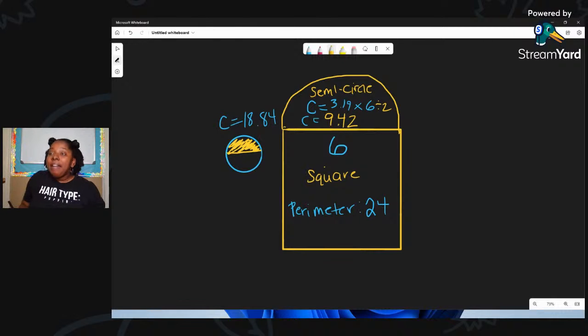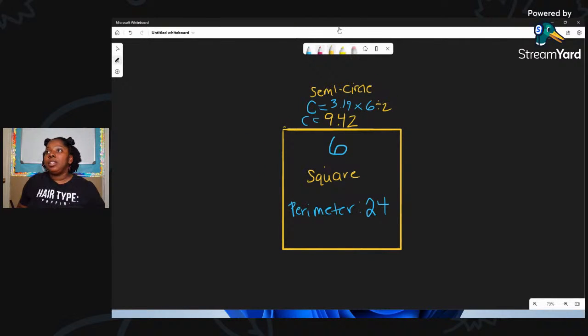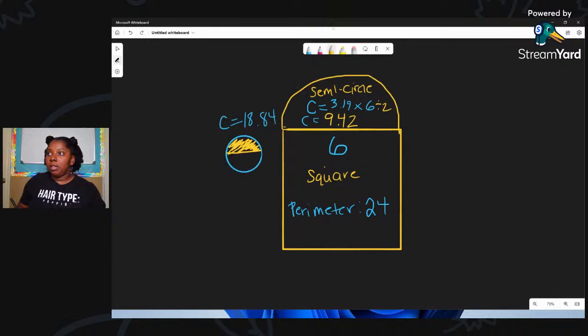Okay, so I have the circumference of the semicircle. I have the perimeter of the square. Now, how do I find the perimeter of this whole figure? What am I going to do with these two things? So we have 9.42. We have 24. What am I going to do? Yep, and there you go.